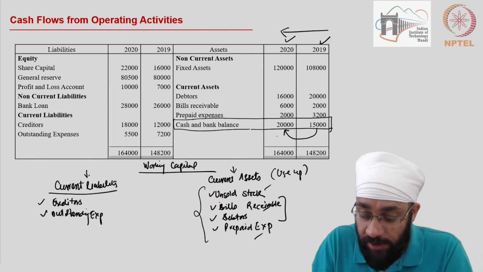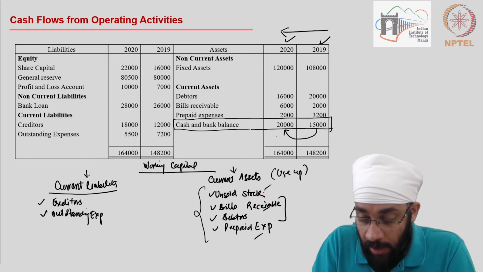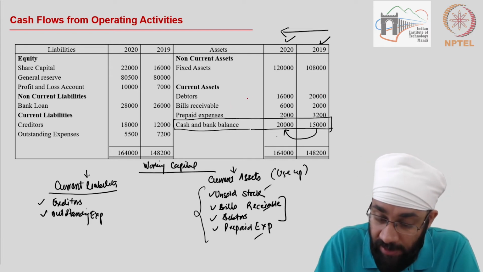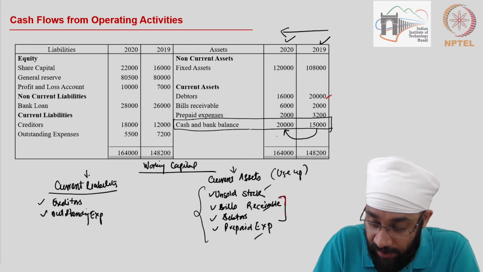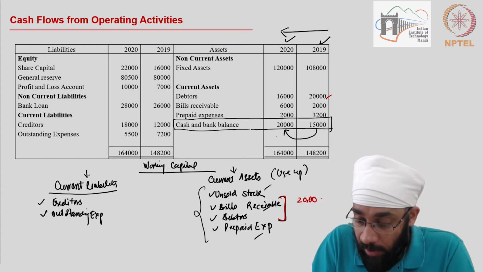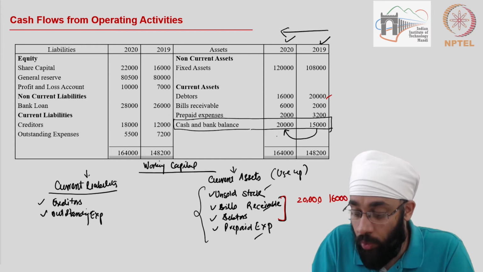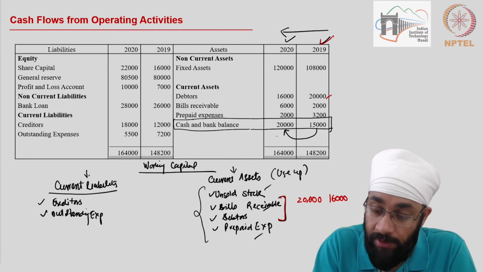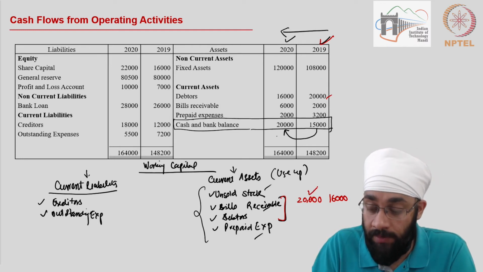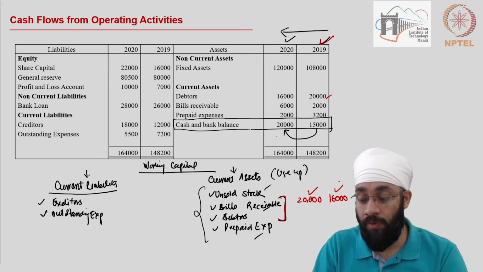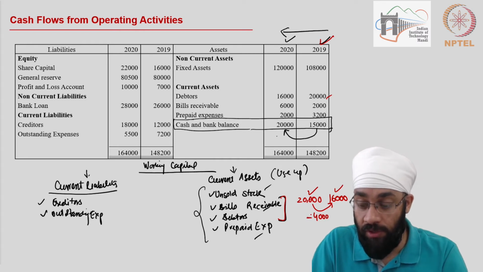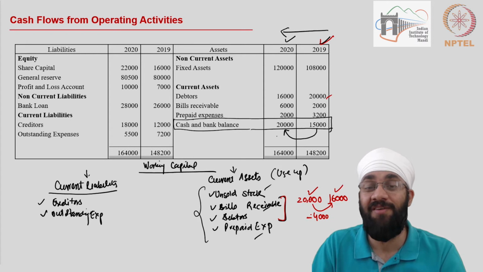Now, working capital changes, let's start again with current assets. We have debtors, so receivables. Receivables were 20,000. Now the receivables are 16,000. What does it mean? Last year, when you started the financial year 2019, 20,000 rupees were to be recovered from the customer. At the end of the financial year, only 16,000 need to be recovered. There is a reduction of 4,000.